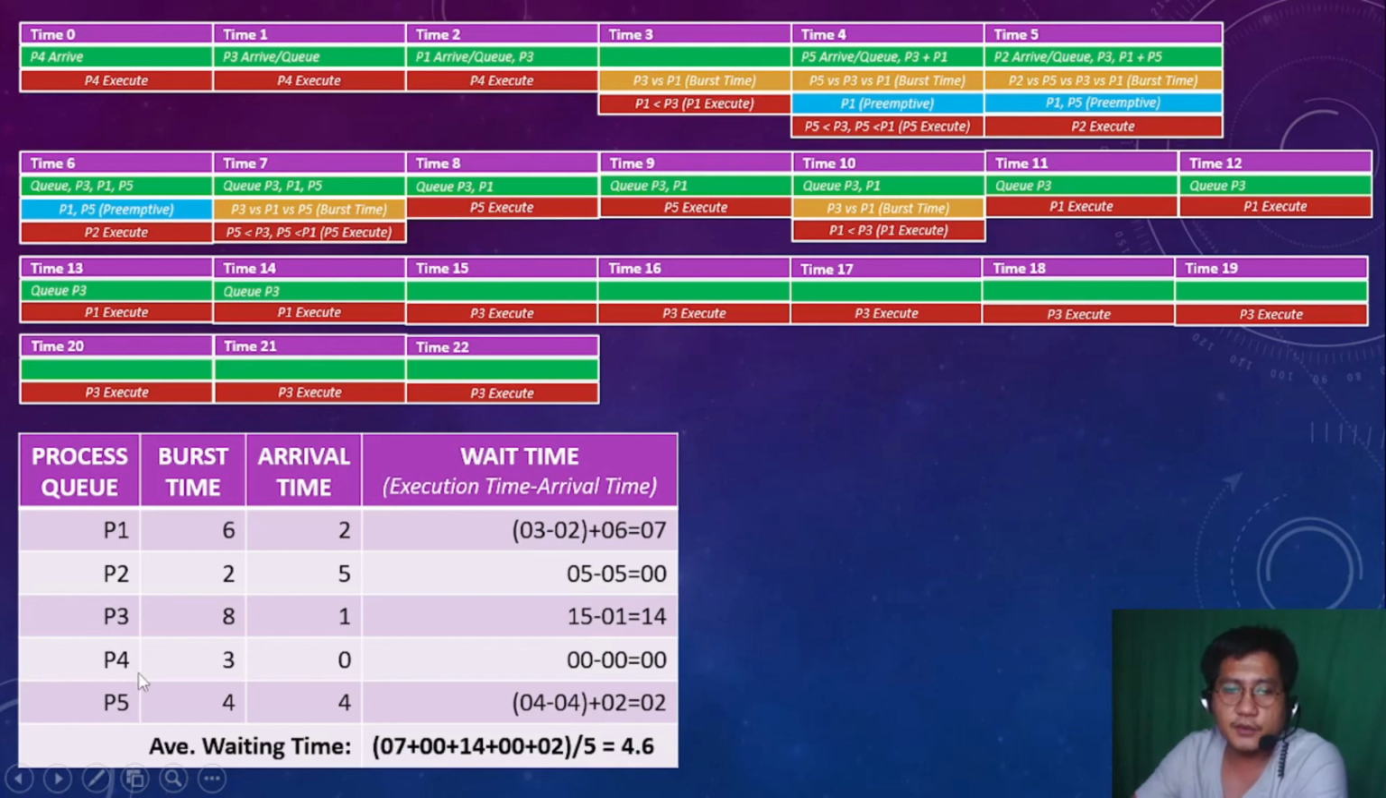While process 4, since it is the first to arrive at the queue, it has a 0 arrival time. So it didn't wait for any other process. When it first arrived at the queue, it gets the attention of the central processing unit as well. So it is being executed at that moment. So we have a 0 waiting time for process 4.